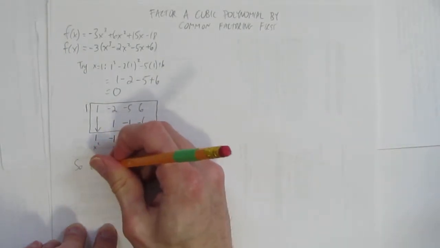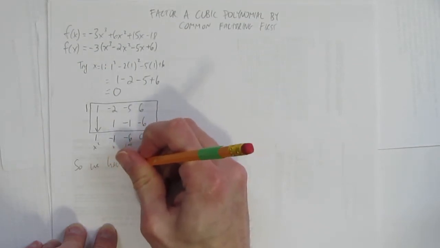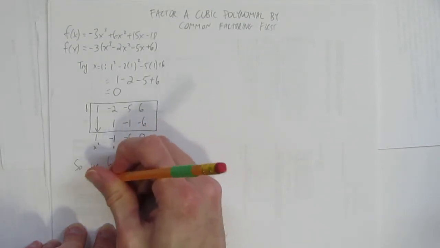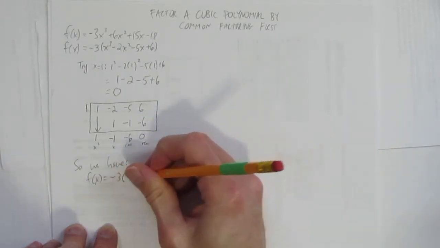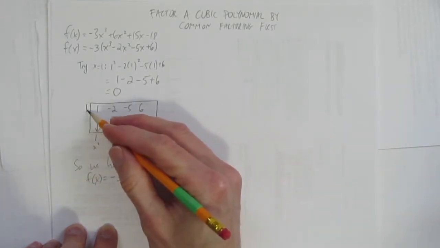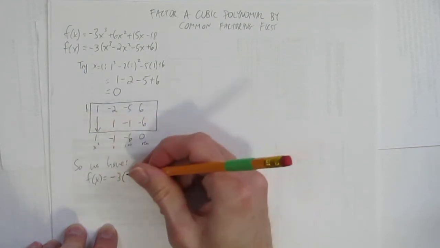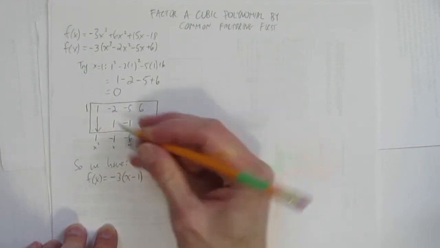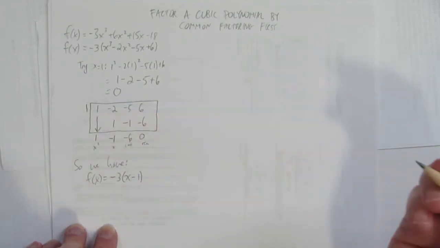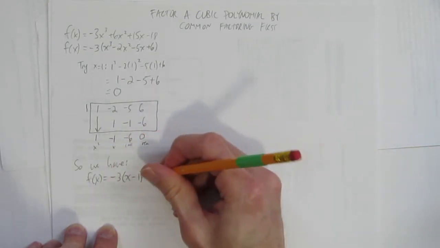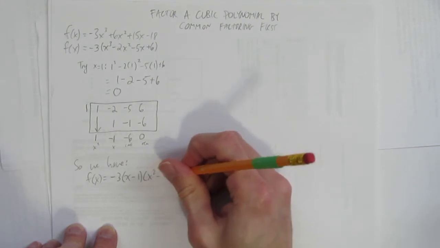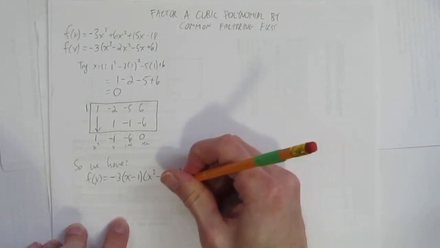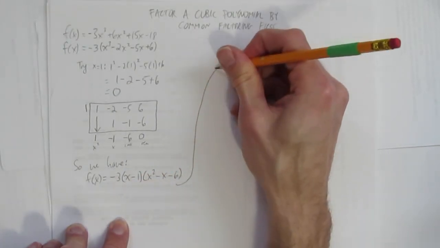So we have, and now when you write f of x, you still have that -3 sticking around, and now we have the corresponding factor of +1, which is the factor x minus 1. For this 0 of 1, that's the factor, and we're left from our synthetic division with x squared minus x minus 6. Probably could finish down here, but I'll go up.